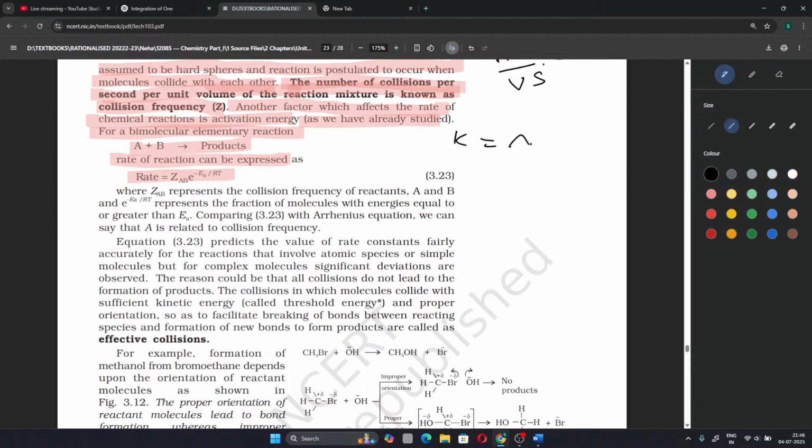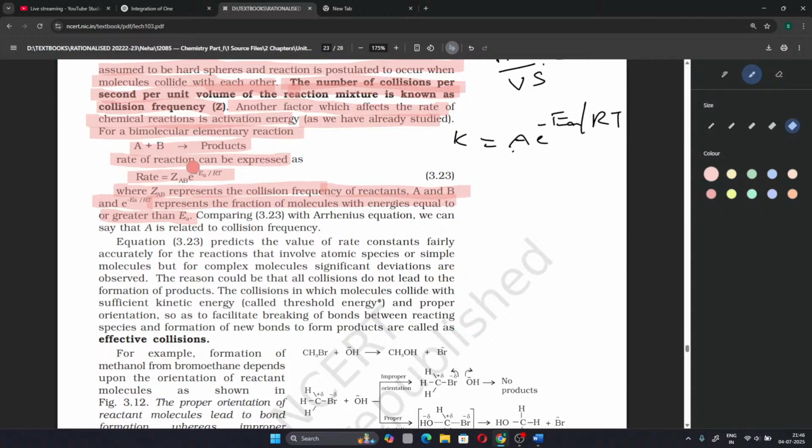K equals A times e power minus Ea by RT. So A is missing here, but they are saying in place of A they substituted collision frequency, directly giving the rate here, where Z_AB represents the collision frequency of reactants A and B, and e power minus Ea by RT represents the fraction of molecules with energies equal to or greater than Ea. This part represents the fraction of molecules with energies equal to or greater than activation energy.